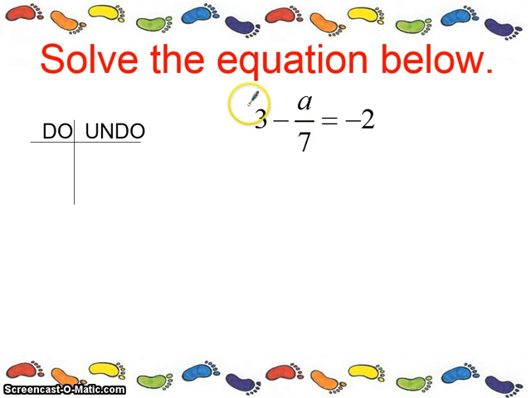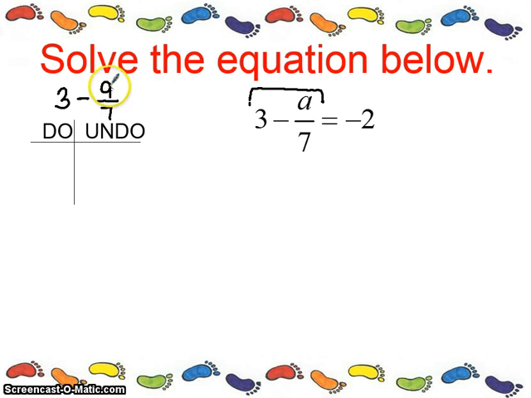Alright, let's look at this example. I purposely chose this example because the variable is in the second term. So you must be very careful with this situation because this negative sign gets included in this operation. Okay? So we need to write a do and undo chart for this expression, including that negative sign with this term. So we have 3 minus a divided by 7.